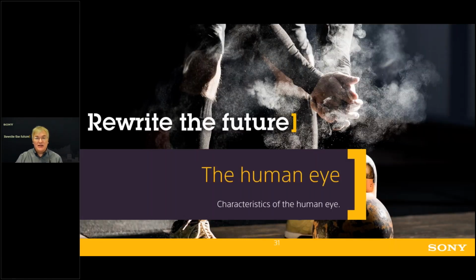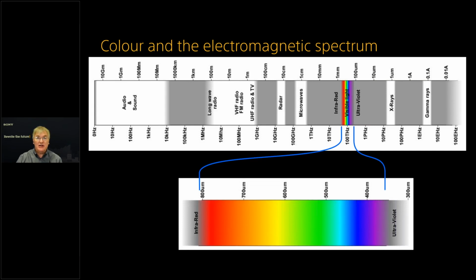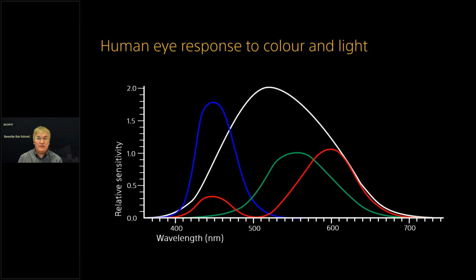So let's go back to the basics. Let's have a look at the way the human eye works. Now, we all know this. The human eye picks up visible light over a very narrow spectrum of the electromagnetic spectrum, from infrared all the way through to ultraviolet. These are all of the colors that we can see in nature.